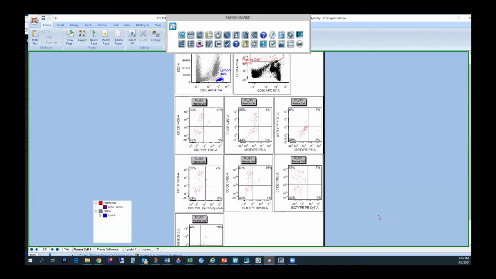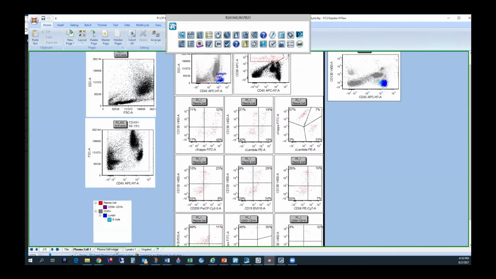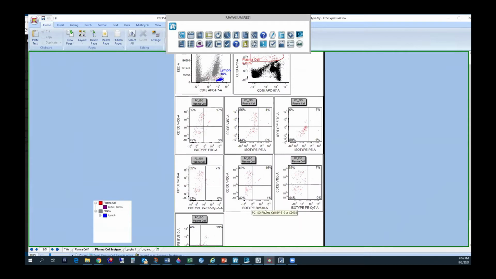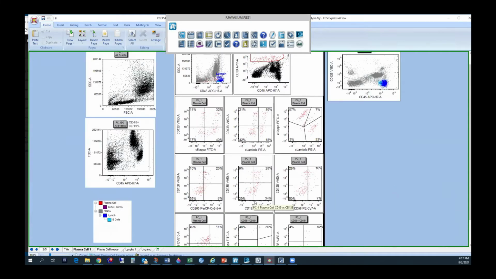So CD19 is with which one? BV510. So we'll see where BV510 is here. So isotype BV510 is positive from here, from 10 to the power 3, more to the right of 10 to the power 3. So that's where we will draw our gate here. So even if it is here, we will adjust it based on that and see what is positive. You understand what I'm saying?